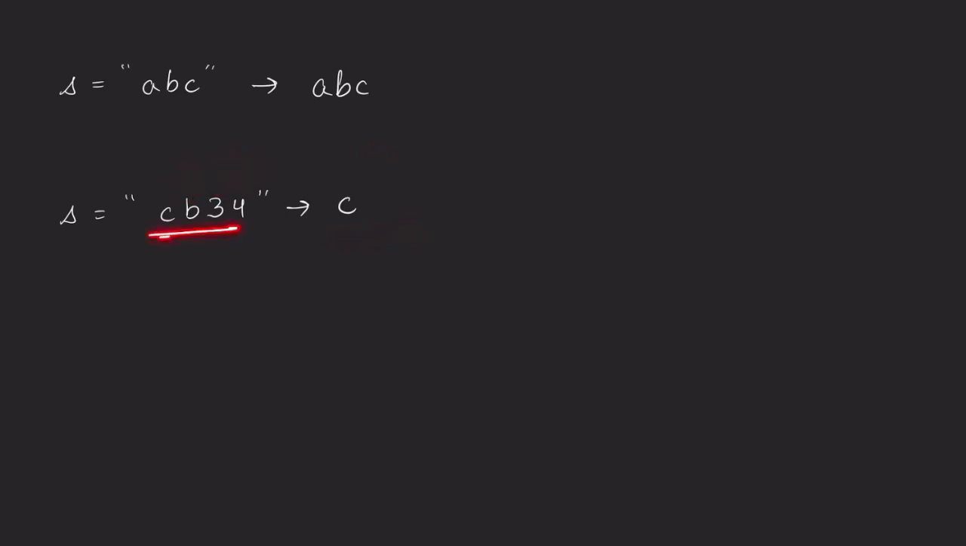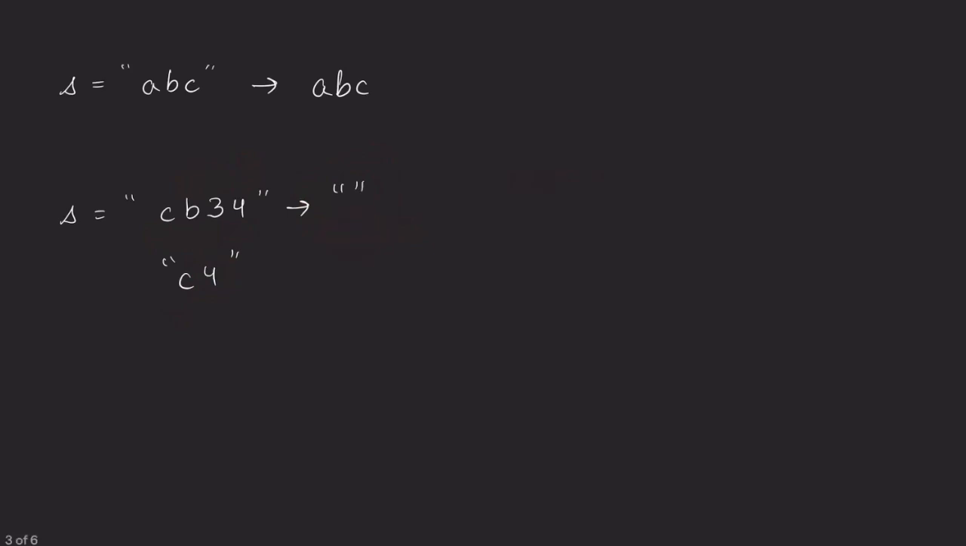So see, this was our string. When we removed B and 3, what will remain? C4. Now for 4, what is the closest non-digit character towards its left? C, and that is what we have here. This is the last character in the remaining string, so we will simply remove this as well. And we are done with the string S. So this empty string is what remains, and this is our answer.